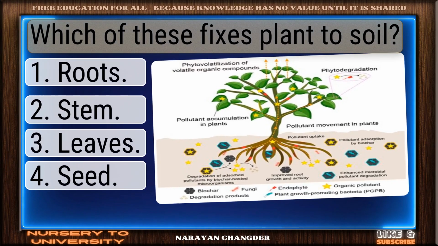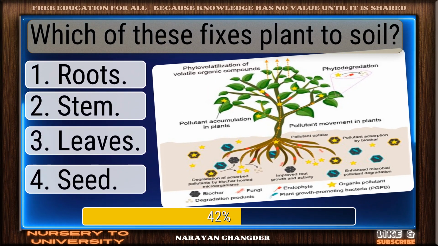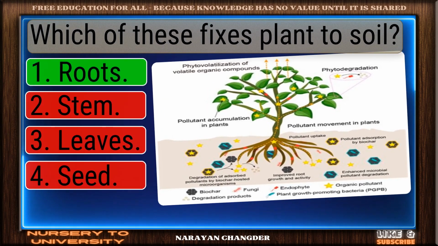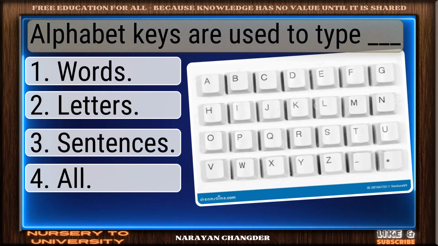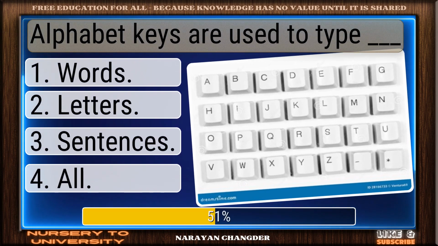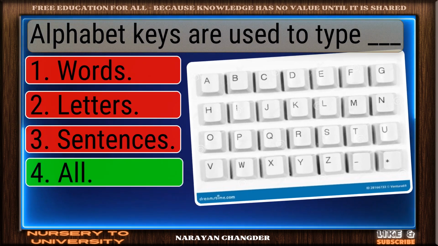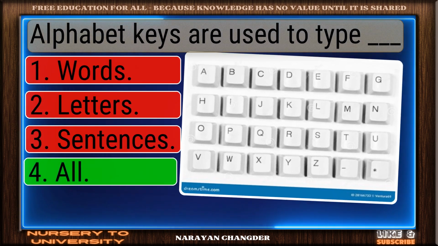Which of these fixes plant to soil? Excellent. Roots is a brilliant choice. Alphabet keys are used to type dash. Well done. All is the right choice.